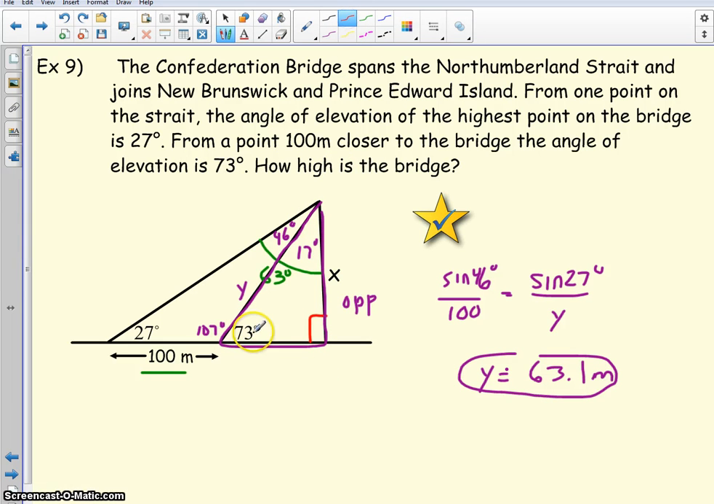So in this situation, with that 73 degrees, I'm going to have the sine of 73 degrees equals my opposite, x, over my hypotenuse, which is now the 63.1. So when I solve for x here, I'm multiplying both sides of the equation by 63.1. Looks like I get 60.3 meters approximately.